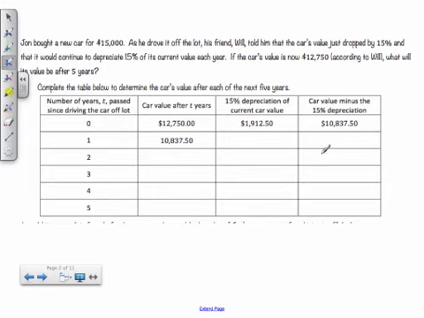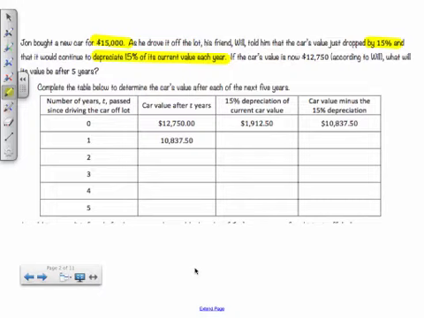In example number one, it says that John bought a new car for $15,000. As he drove it off the lot, his friend Will told him that the car's value just dropped by 15% and that it would continue to depreciate 15% of its current value each year. Depreciate means to go down. If the car's value is now $12,750, according to Will, what will its value be after 5 years?